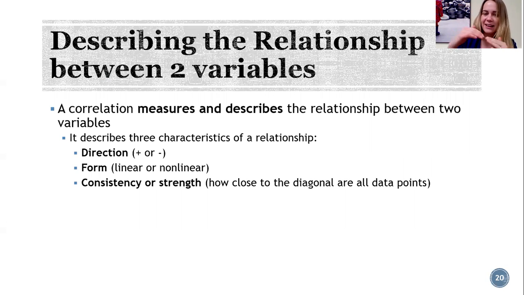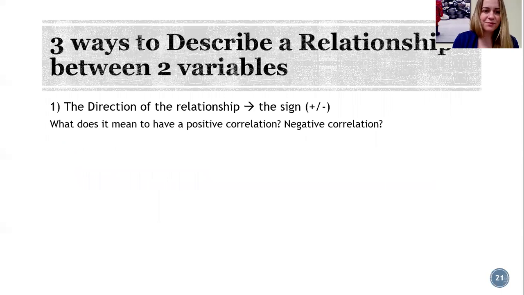If we put a line between all of our data, how close to the diagonal do all of those data points fall? So let's talk about those three ways now in more detail. First, the direction of the relationship.